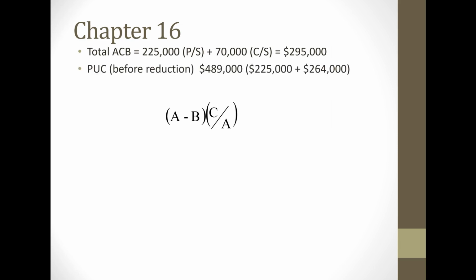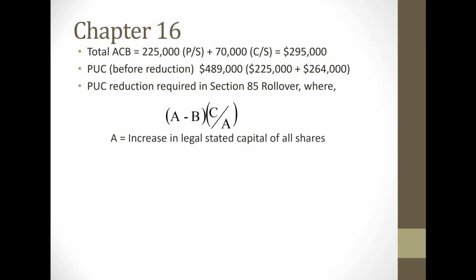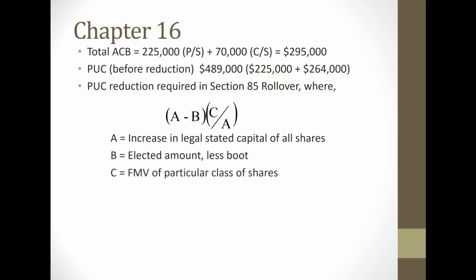The PUC before the reduction is the fair market value of the preferred and common shares, which is $489,000. Now the formula for the PUC reduction is (A minus B) times C over A. So what are these components? A is the increase in legal stated capital of all the shares. That's the PUC amount before the reduction. B is the elected amount, or the transfer value, minus the boot. So A minus B would be the PUC reduction.